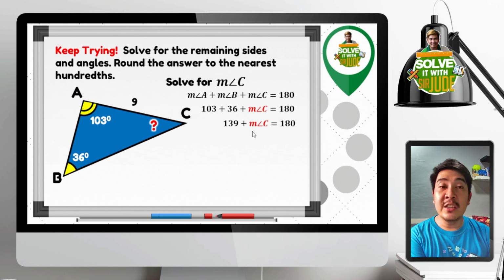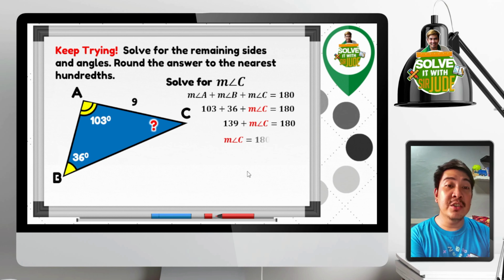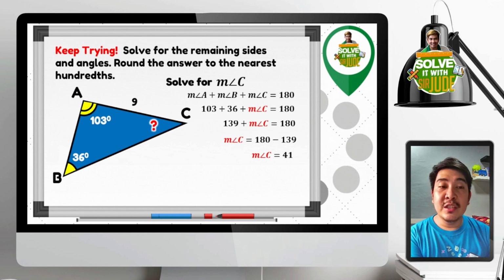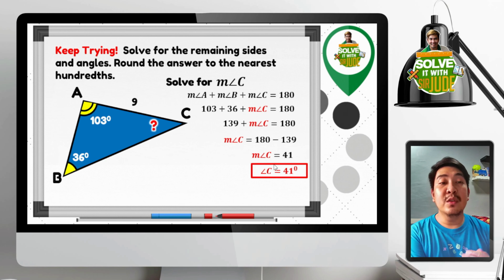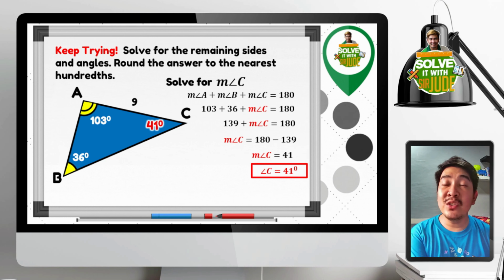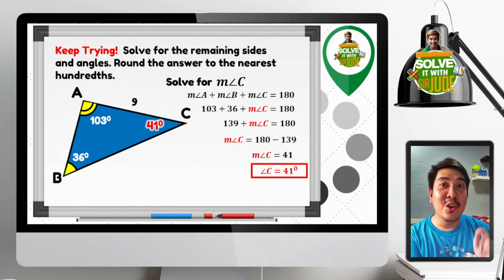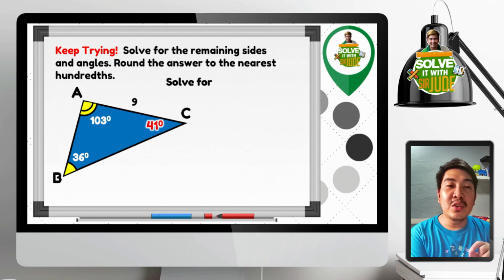And getting the sum of 103 and 36, that will be 139 plus measure of angle C is equal to 180. Let us transpose 139 to the other side of the equation or apply the addition property of equality. And if you are going to simplify, we have now the measure of angle C which is equal to 41. So therefore, we can say that angle C measures 41 degrees. So we are now through getting the unknown angle. So the next thing that we should do is to get the missing sides.